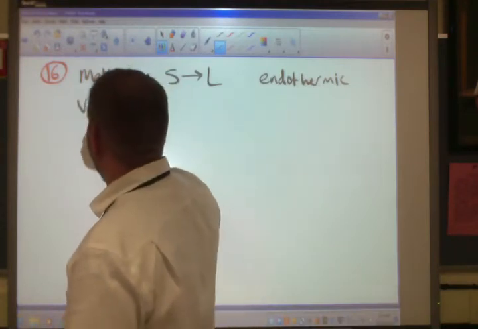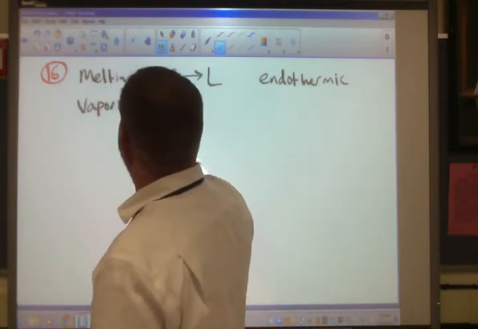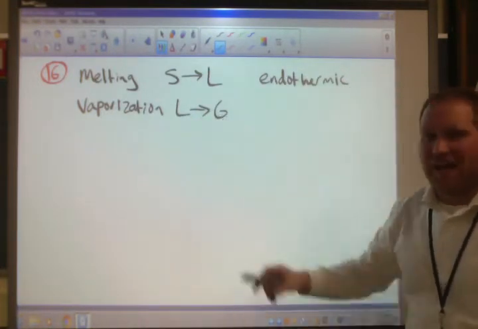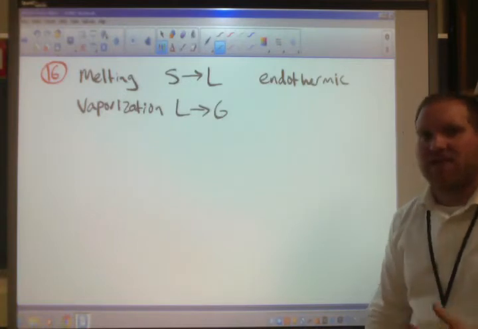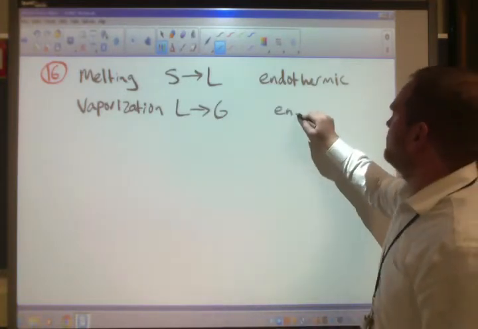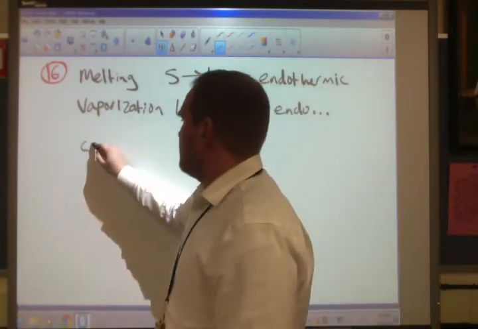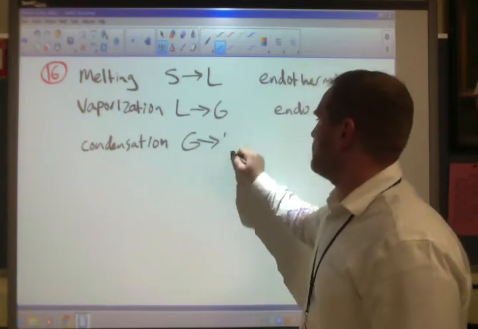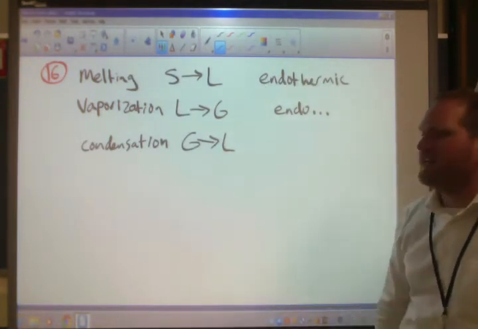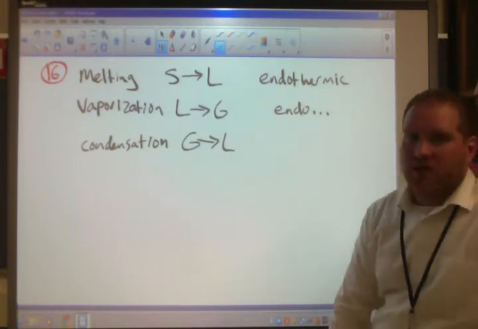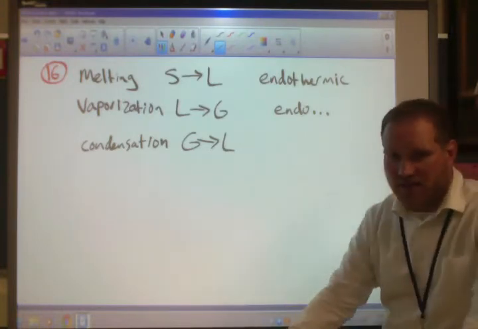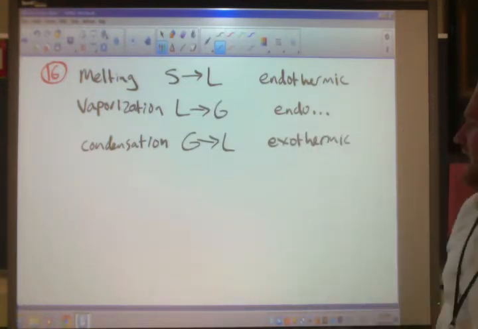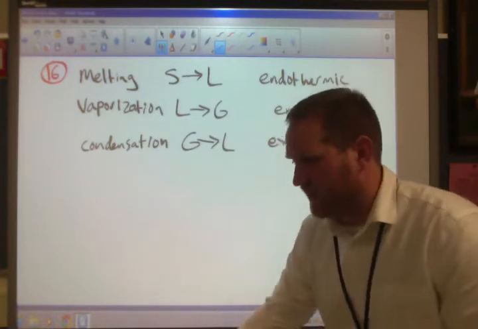Next phase change we can talk about is vaporization, which is liquid to gas. So liquid is medium, gas is fast. In order to go from medium to fast, again, they have to pull in heat, endothermic. Condensation. Condensation is gas into a liquid. So now we're going from fast to medium. So the particles have to slow down. In order to slow down, they have to dump off their heat. So this is actually going to be exothermic. Exo, releasing heat. He is exiting.